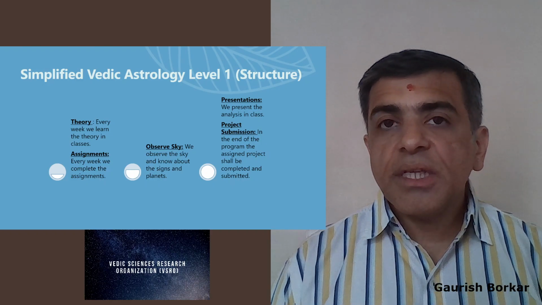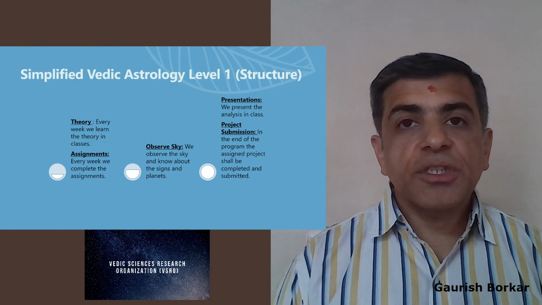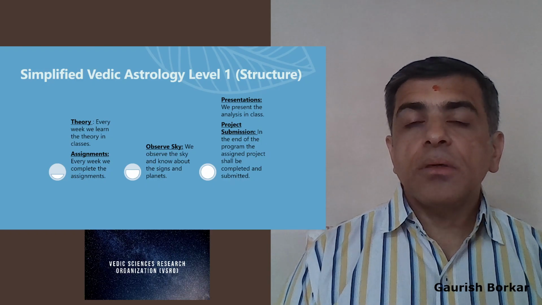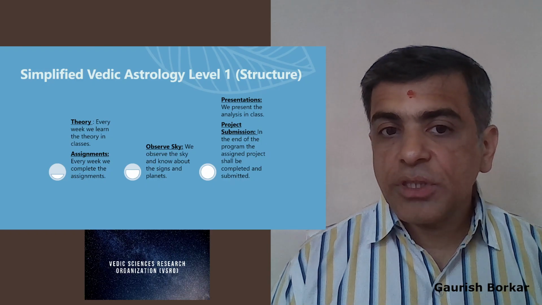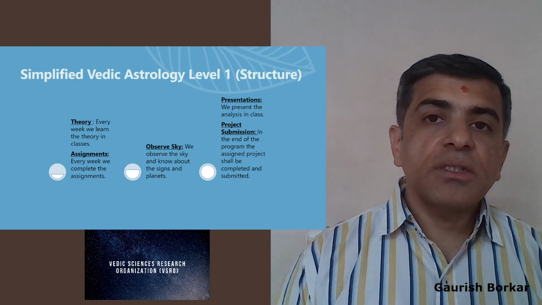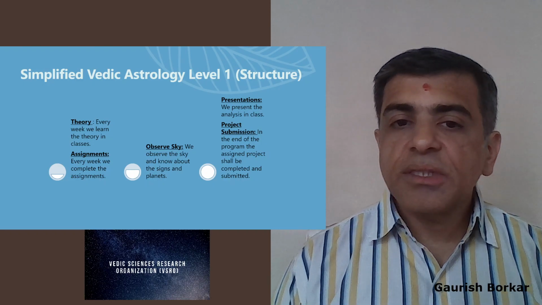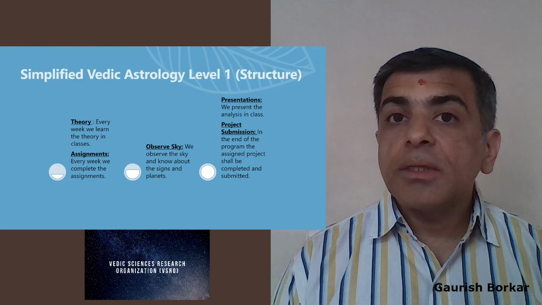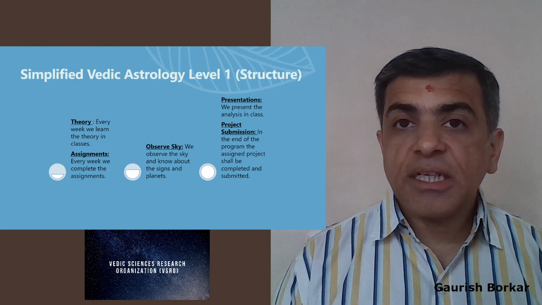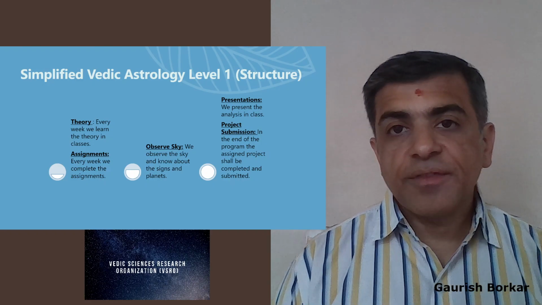The other part is, see, astrology and astronomy can't be separated, and that's why observation of the sky is a very important and integral part of astrology. So every week, or any week, if there are some major things happening in the sky, then we shall observe the sky. So that will help us to learn about the planets as well as the signs. Second pillar is observation of the sky.